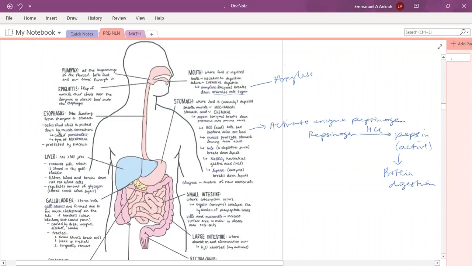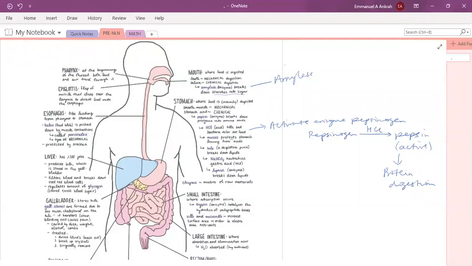Now the pepsin is produced by the cells called the peptic cells. Here I have pepsin breaks down proteins into amino acids. That's the first thing here. Then HCl, we'll talk about that again already. Then you have the mucus.